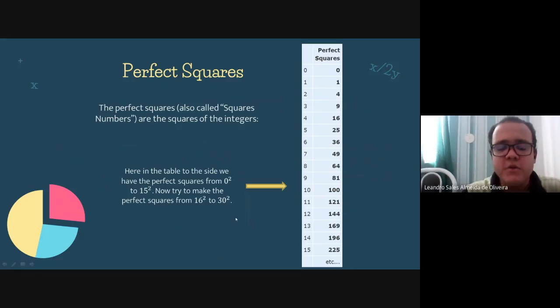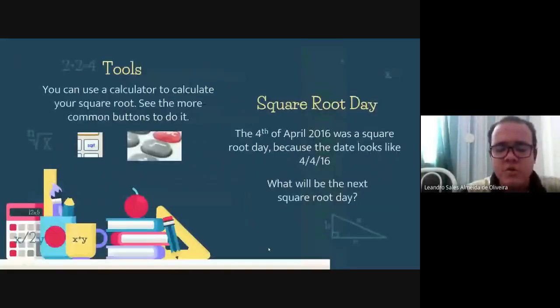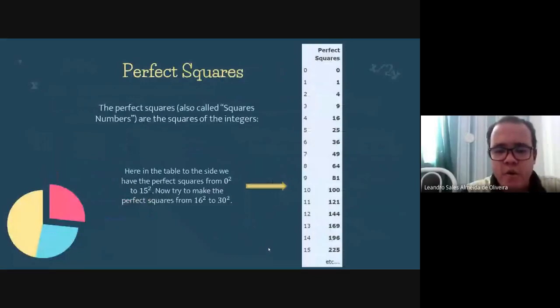So pay attention. After this class, you will continue, right? The calculations here. You will calculate from 16 squared to 30 squared. You need to calculate 16 squared, 17 squared, 18 squared, 19 squared, 20 squared, 21 squared, until 30 squared. All right?